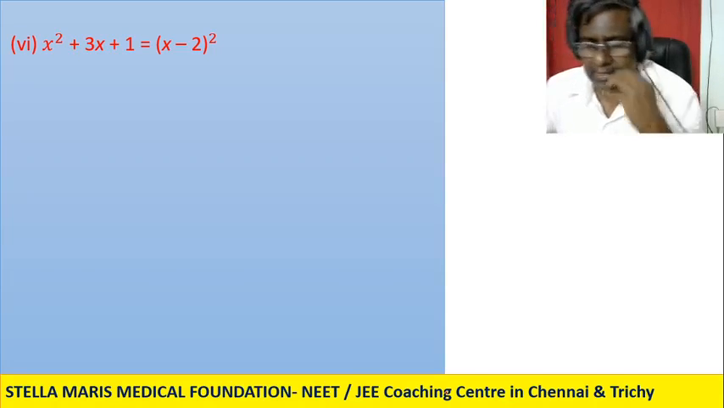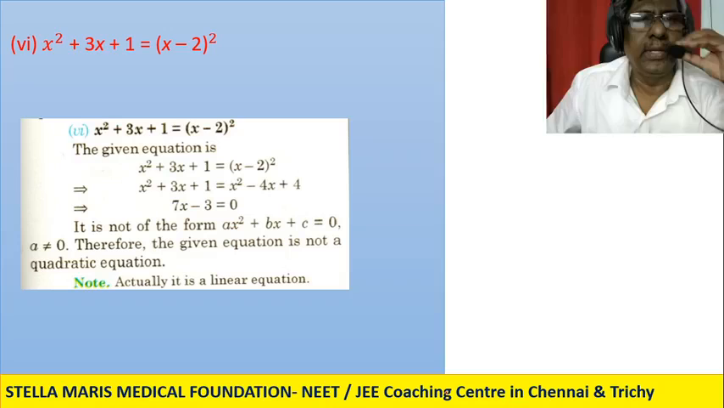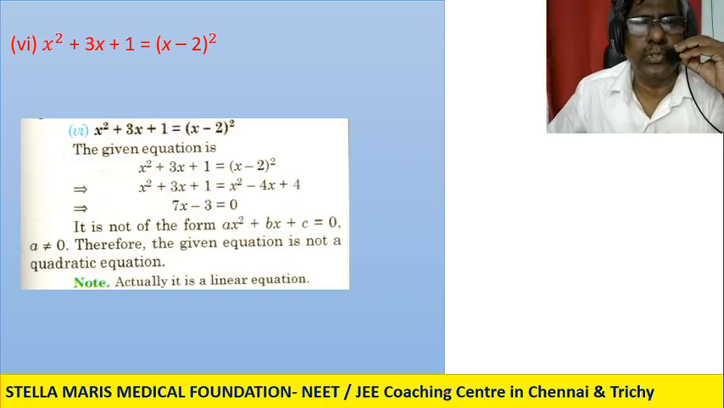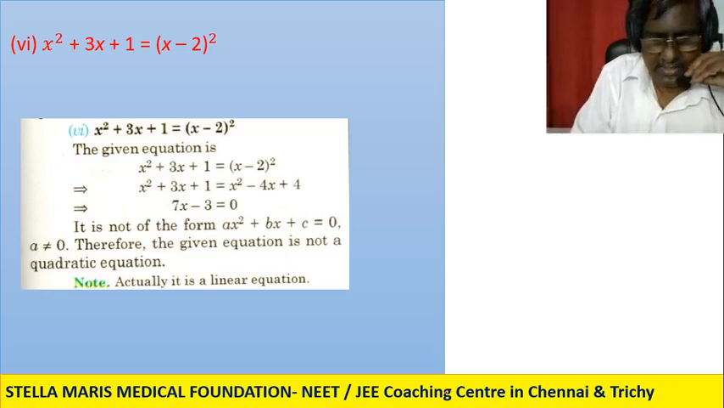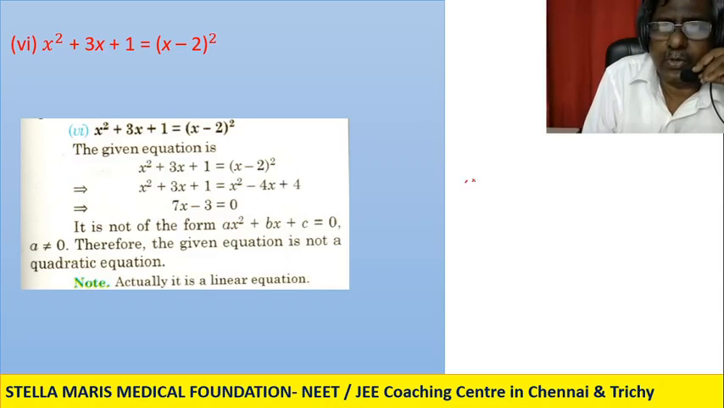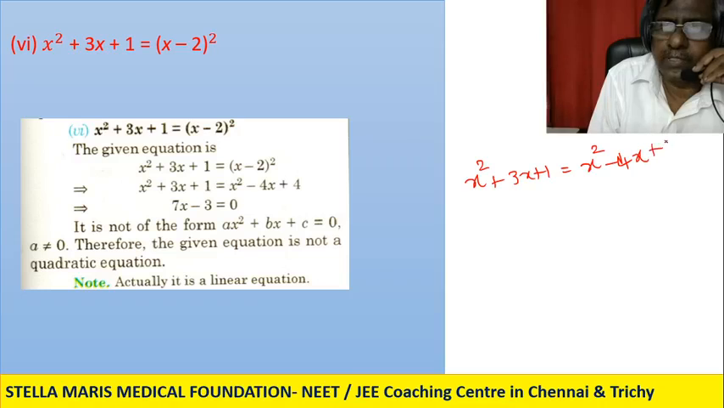You know how it will come? I'll show you. See the given equation: x square plus 3x plus 1 is equal to x minus 2 whole square. See, on the right hand side, x minus 2 is like a minus b whole square. What is a minus b whole square? a square minus 2ab plus b square. So it will be x square plus 3x plus 1 is equal to x square minus 4x plus 4, since 2 square is 4.